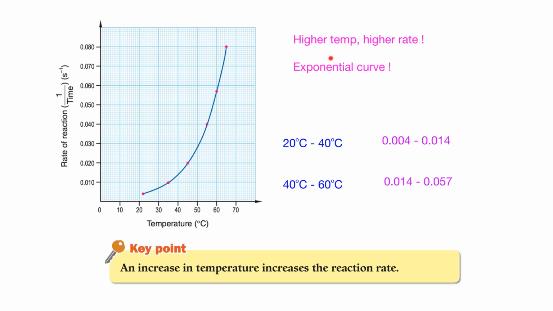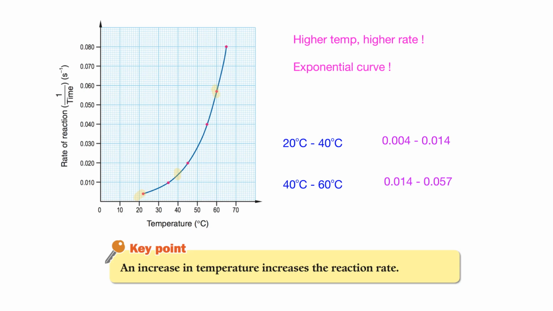But there is one more thing I want you to pay attention to. This curve is not a straight line. It is an exponential curve. What do I mean by that? You can have a look at these three data points. One is 20 to 40. So 20 is somewhere around here, 40 is somewhere here, and then 60 will be here.